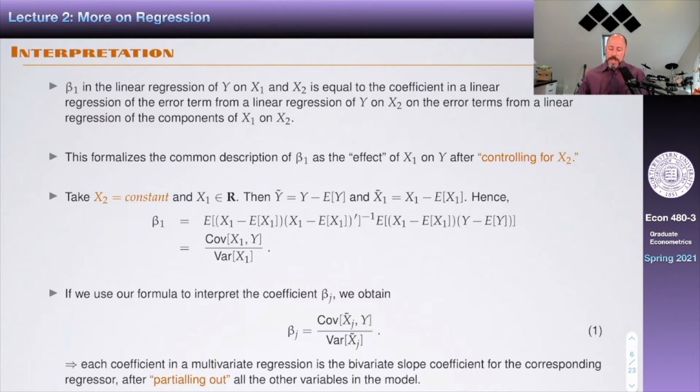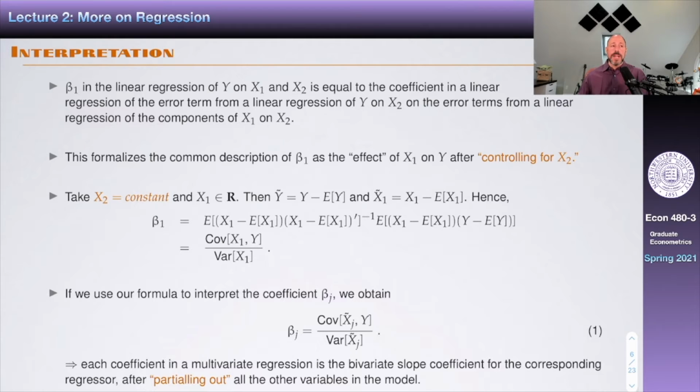Okay. And in the special case in which x2 is just a constant, which is the case that we are very familiar with, and x1 is a scalar, then in this case the projection is just the random variables minus their mean. So y tilde is y minus the mean, x1 tilde is just x1 minus the expected value of x1. And if you just apply the formula that we just described, you get this familiar expression for the slope parameter in a regression, which is the covariance between x1 and y divided by the variance of x1.